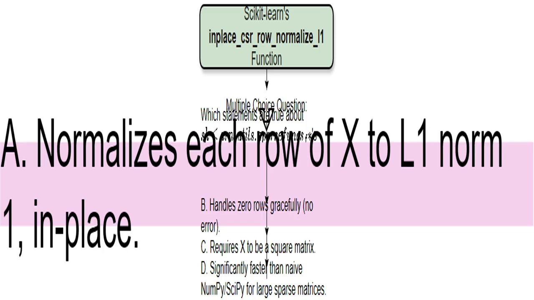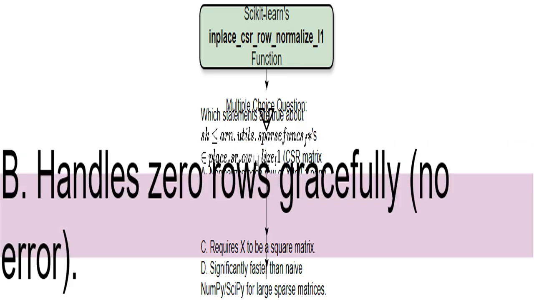Statement A says the function normalizes each row. L1 normalization means scaling each row so the sum of the absolute values of its elements equals 1. In place means it changes the original matrix directly, without creating a copy. Let's see if this matches the function's behavior. Does it sound plausible? Statement B says the function handles rows containing only zeros without causing an error. Many functions might fail or produce unexpected results when faced with all zero rows. What do you think? Is it likely to behave in a way that avoids errors for this specific scenario?